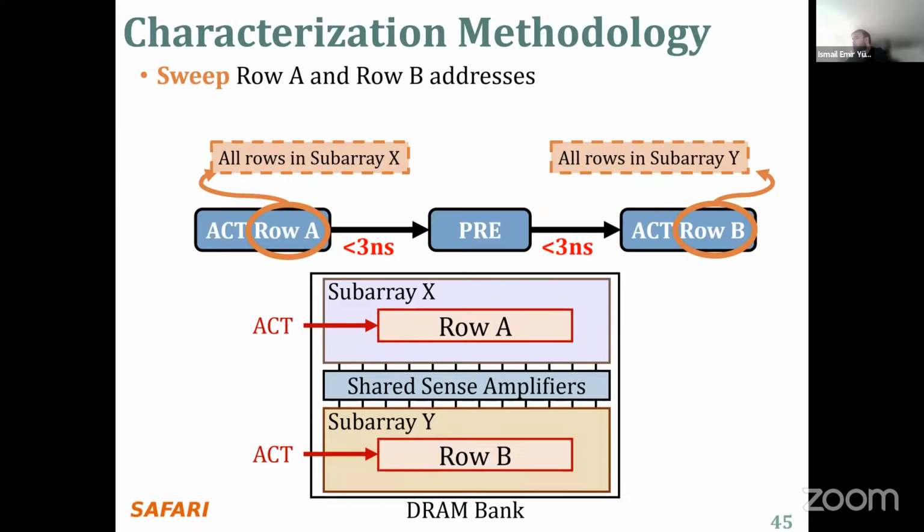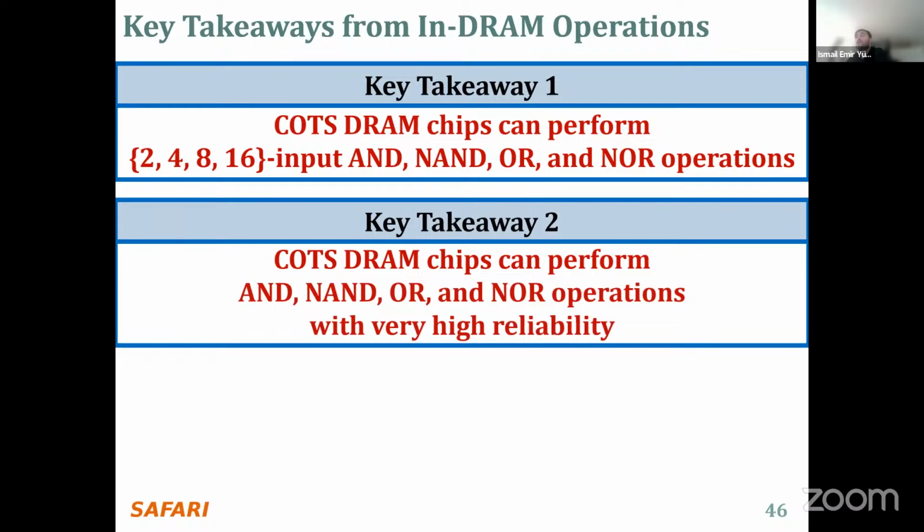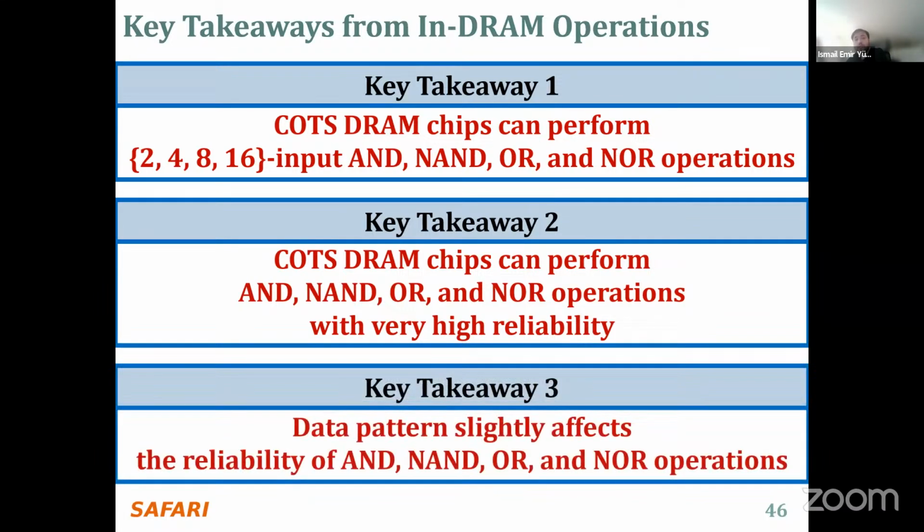So the characterization method is the same as before. We sweep rows, row addresses, and our key takeaways are that off-the-shelf DRAM chips can perform 2, 4, 8, 16 input AND, NAND, OR, and NOR operations. They can perform these operations with very high reliability, and data patterns slightly affect the reliability of AND, NAND, OR, and NOR operations.